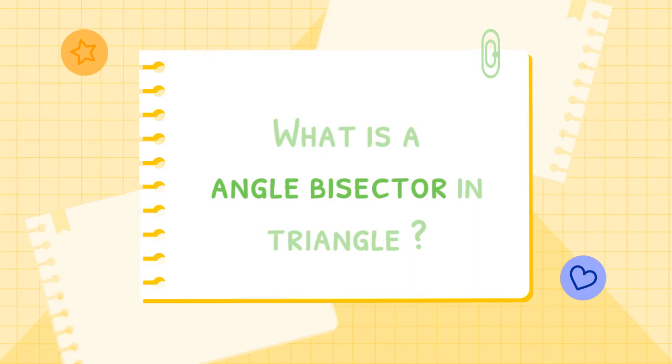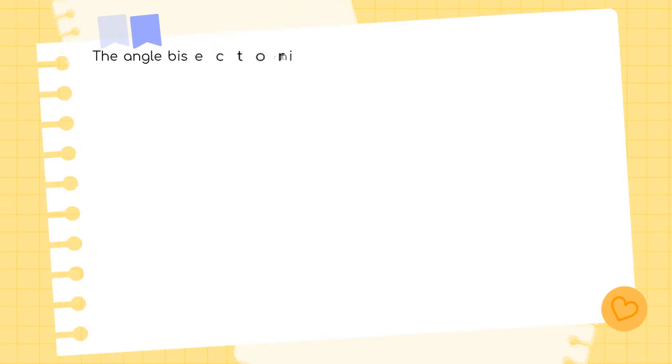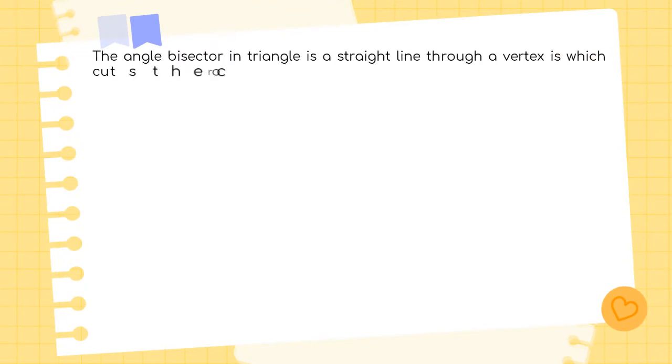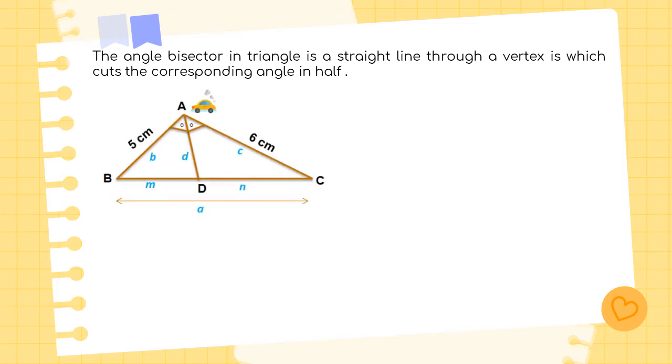What is an angle bisector in triangle? The angle bisector in triangle is a straight line through a vertex which cuts the corresponding angle in half. In the above triangle ABC, the line AD bisects the angle A. That is, angle CAD equals angle DAB. So, AD is the angle bisector of angle A.